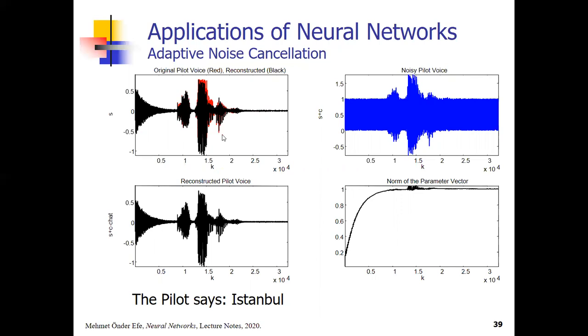Okay, there is the pilot voice, shown in red. The reconstructed one is black. This is the learning period. It very quickly learns the noise path filter and reconstructs. This is the noisy pilot voice, and the reconstructed pilot voice is shown once again here. This black is equal to this black, okay? And this is the norm of the parameter vector, okay?